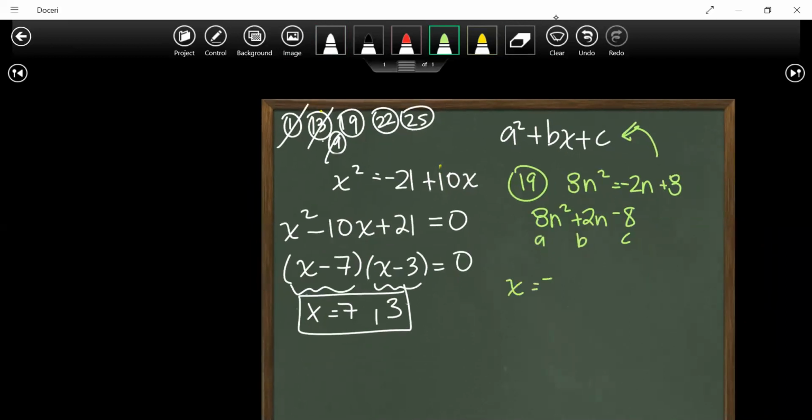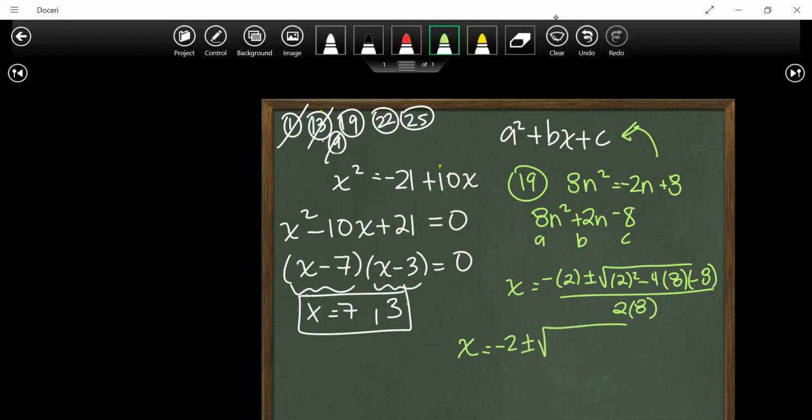X is equal to -b plus or minus the square root of b squared minus 4 times a times c all over 2a. And all we want to be able to do with that is simplify out and solve. So it would be x is equal to -2 plus or minus square root of 4. What is that? 4 minus, it would be 4 plus the quantity 32 times 8. You guys get 260? Is that right or wrong?